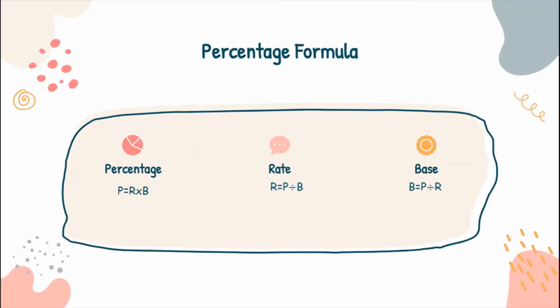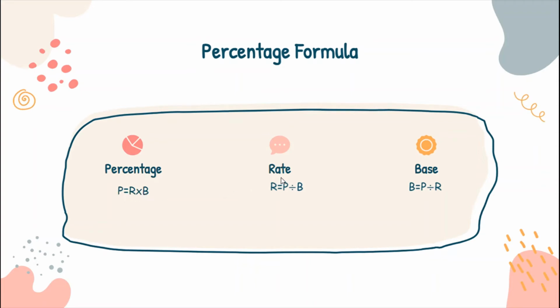Now let's proceed to finding the percentage, the rate, and the base. To find these, we have a formula, which we call the percentage formula. If we're looking for the percentage, the formula is P equals R times B, wherein P stands for the percentage, R stands for the rate, and B stands for the base. So again, if we're looking for the percentage, the formula is P equals rate times base.